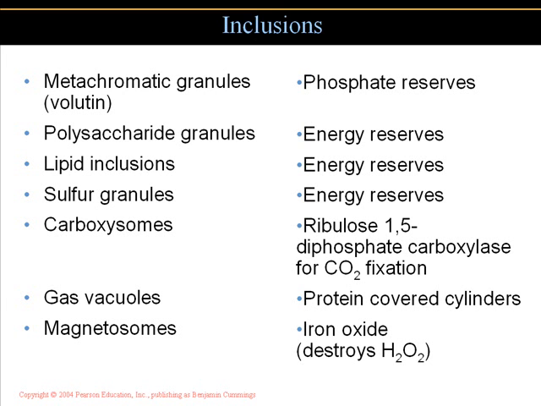Some of the inclusion bodies that we see inside the cell: metachromatic granules, polysaccharide granules, lipid inclusions, sulfur inclusions, carboxysomes, gas vacuoles, and magnetosomes. You can see what the constituents are and what their roles are. Phosphorus reserves, energy reserves. We already talked about the protein, silver, and iron oxide in magnetosomes.